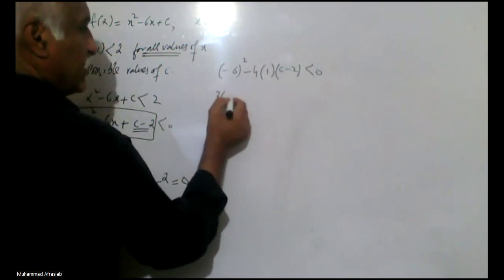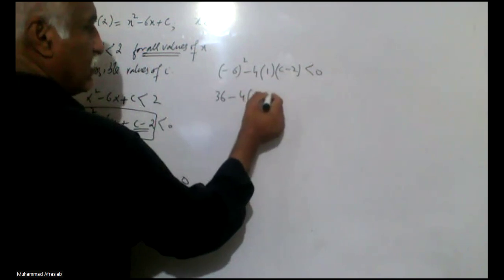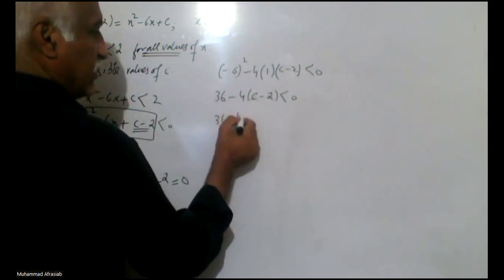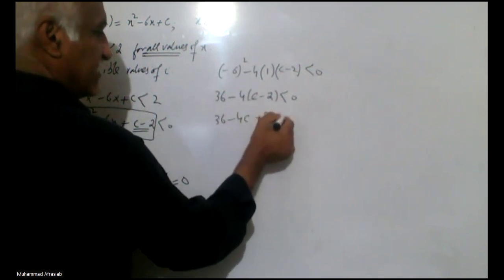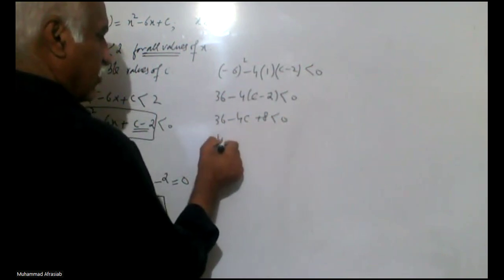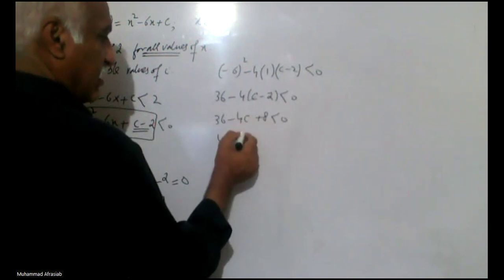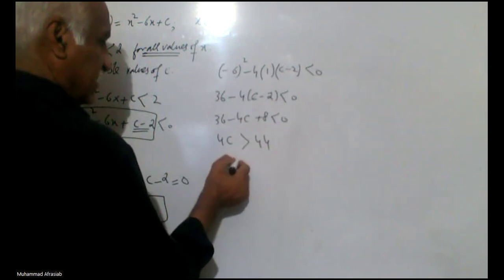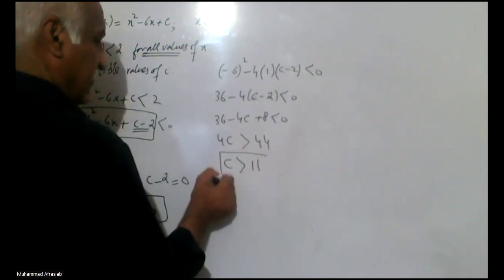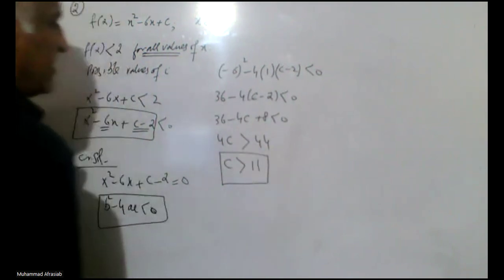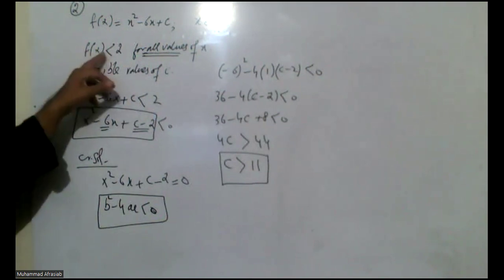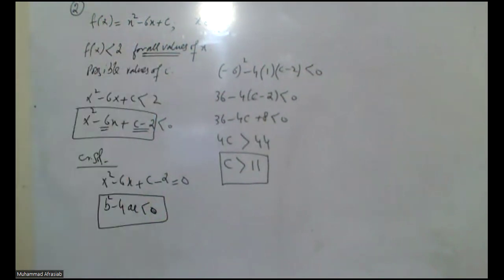So it should be 36 minus 4 into c minus 2 is less than 0. 36 minus 4c plus 8 is less than 0. 4c is greater than 36 plus 8 is 44, or c is greater than 11. So whenever c value is greater than 11, then this curve is always less than 2 for all values of x.